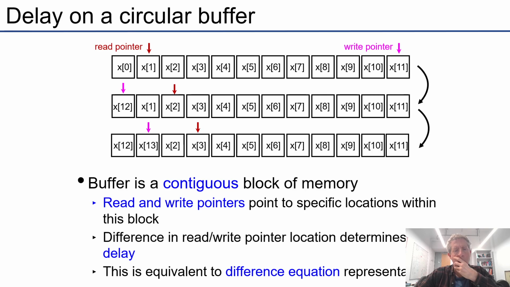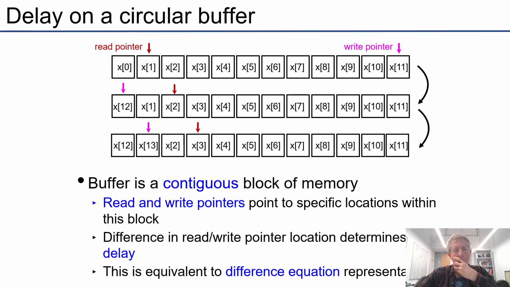Our write pointer was at x of 11. We increment that forward, and so it's at the end of the array, wraps around to x of 12. Our read pointer was at x of 1. We're reading a very old sample, and so we need to increment that one forward as well, x of 2.